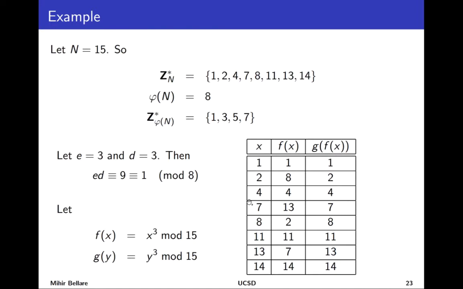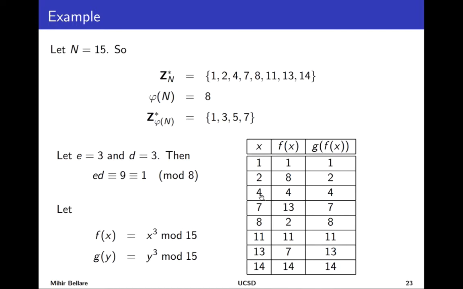To see that these functions reverse each other, we could compute them. So for any x, here is listed the value of f of x. 1 cubed is 1, 2 cubed is 8, 4 cubed, we have to do it mod 15. So 4 times 4 is 16.